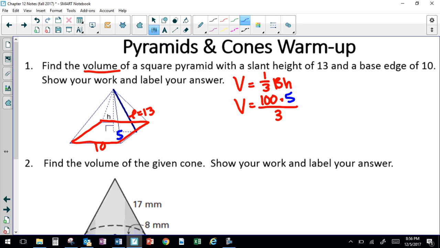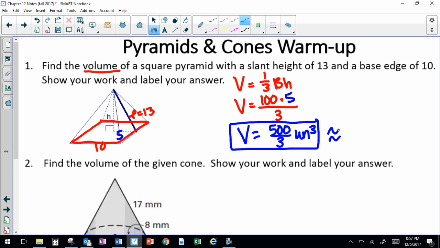We get 500 divided by 3, and that doesn't go in evenly. It doesn't say to leave it in exact terms, but we're going to. So then that would just be 500 over 3 cubic units. If you did the approximately and rounded, the approximately was 166.7 if you rounded to the nearest tenth cubic units.